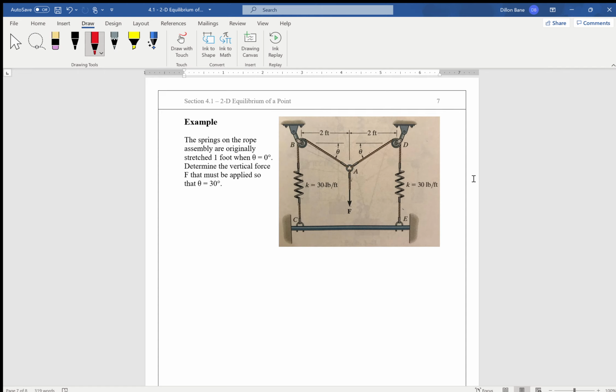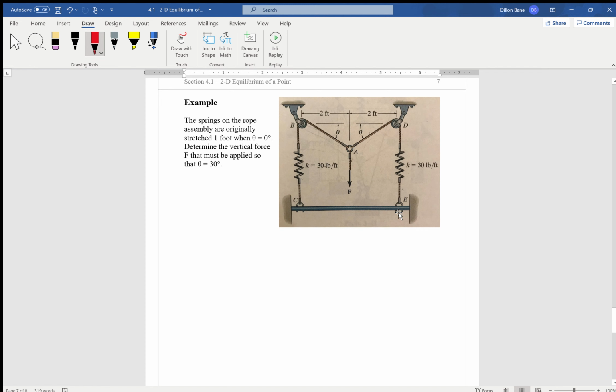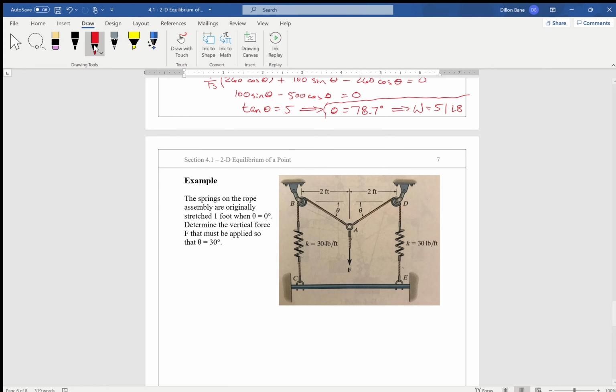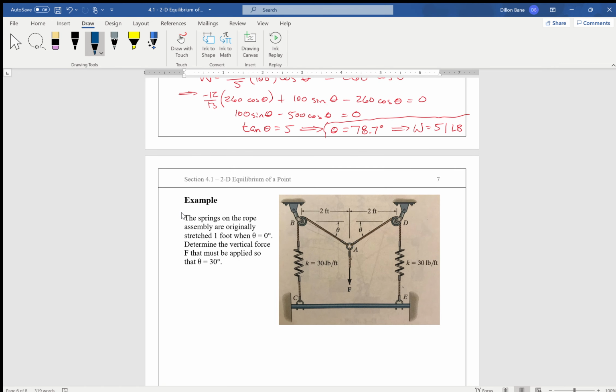If the springs are already stretched 1 foot when theta is equal to 0, before F is applied, so this is all in its original position, but the springs are already stretched 1 foot from their unstretched position, what does that tell us about the tension in the rope before F is ever even applied? What it means for us is that there was an initial tension in the ropes before F is ever applied.